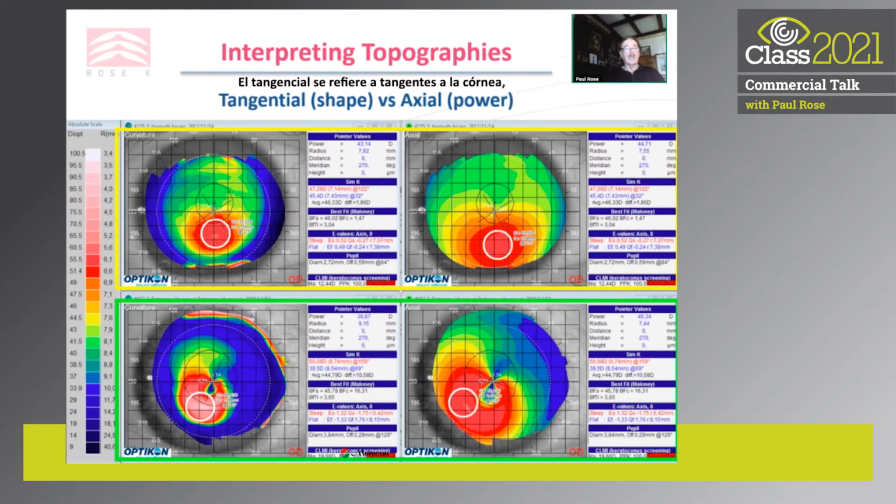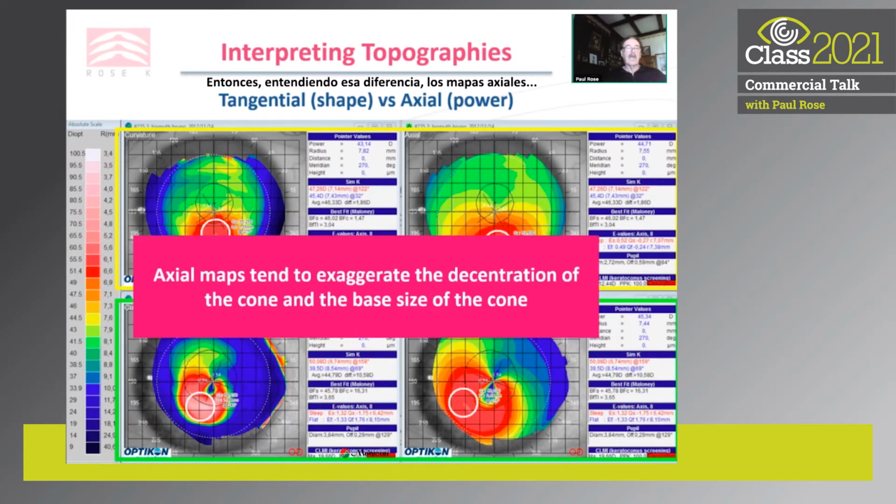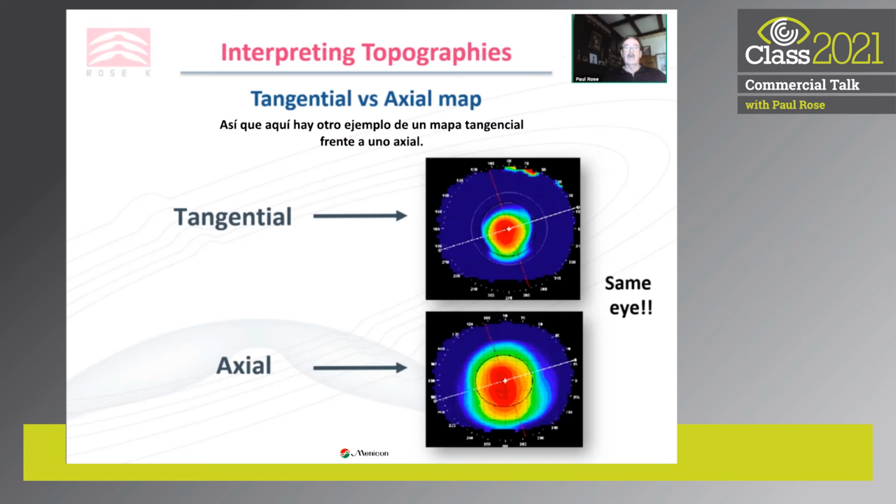Tangential talks about tangents to the cornea, so it talks about the shape of the cornea at any point. Axial talks about the actual power of the cornea. My preference is tangential, although some people around the world actually prefer axial. I think when I'm trying to analyze what type of lens, I want to know the shape of the cornea rather than the power. So understanding the difference, axial maps tend to exaggerate the decentration of the cone and the base size of the cone. So here's another example of a tangential versus an axial map.